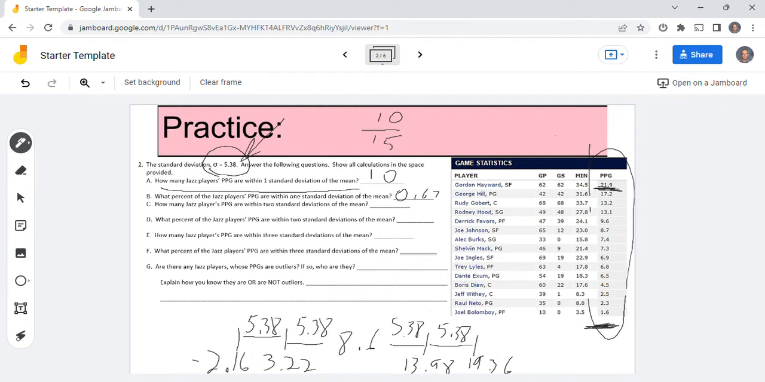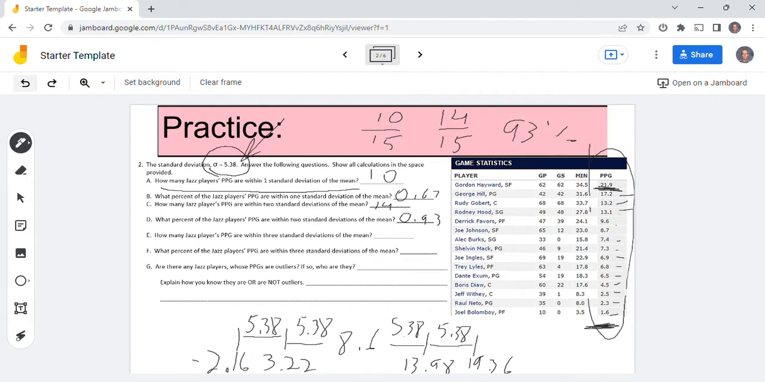So we get 1, 2, 3, 4, 5, 6, 7, 8, 9, 10, 11, 12, 13, 14. 14 players belong in between those two values. Going back to our percent, we're going to do 14 out of 15. And that gets us 0.93 repeated. Rounded, that would be 93%. So again, you can write it in percent form, 93%, or you could write it in decimal form, 0.93. Either one would be fine with me.